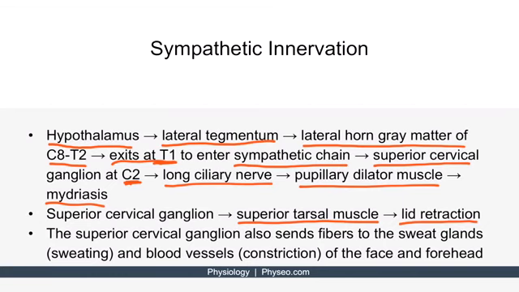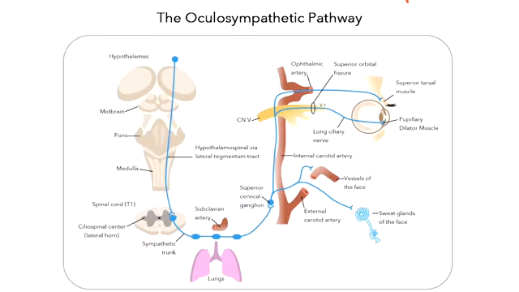Now the superior cervical ganglion also sends fibers to the sweat glands to cause sweating and the blood vessels of the face to cause constriction. So here's figure 8.44 showing the sympathetic innervation of the eye.